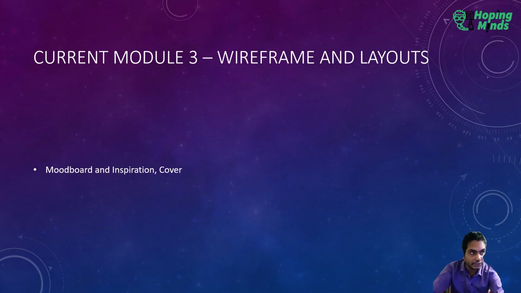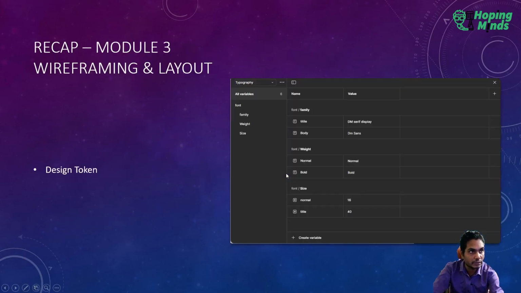But before we do that, let's do a quick recap to see what we learned so far. In module 3.3 in wireframing layout, we learned about design tokens, where we created typography variables, color variables, and we also understood how sizing works, for example if you want to apply it for padding, corner radius, font size, icon size, button size, and any different kind of size.